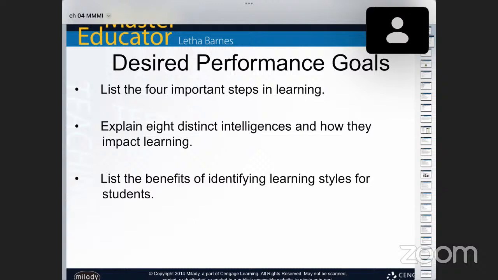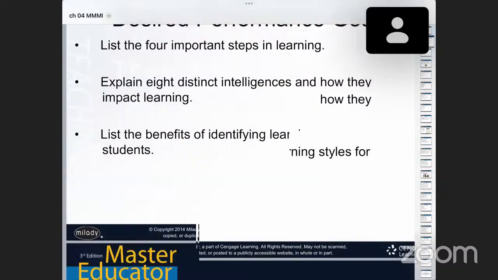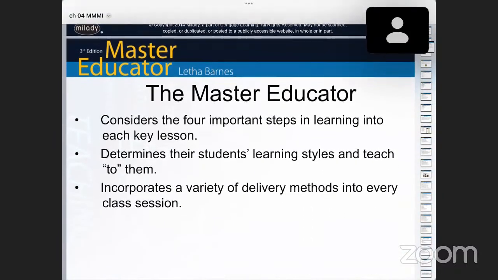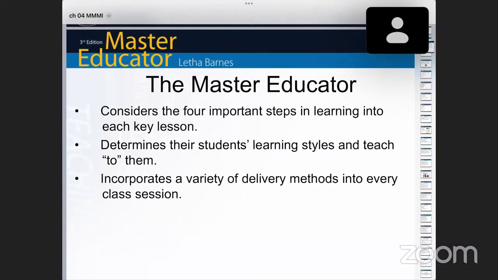And then it said, list the benefits of identifying learning styles for students. I'm always identifying how someone learns, when they learn, what the best times are that they learn. We look at the master educator. We consider four important steps in learning in each lesson. We determine their students' learning styles and teach to them.